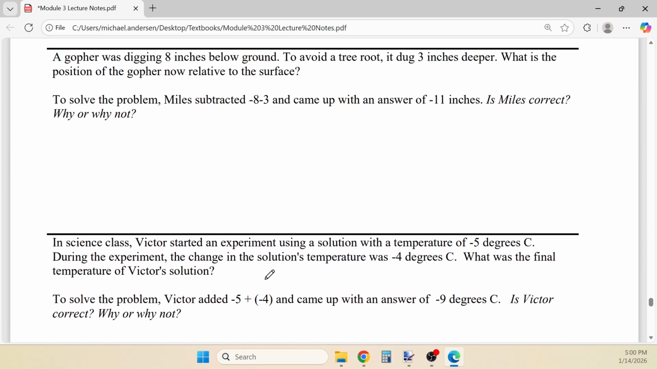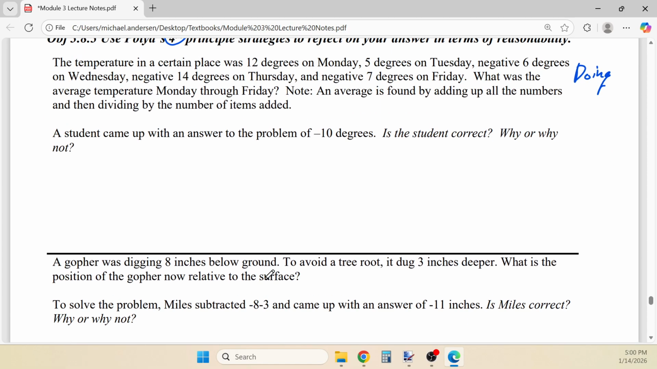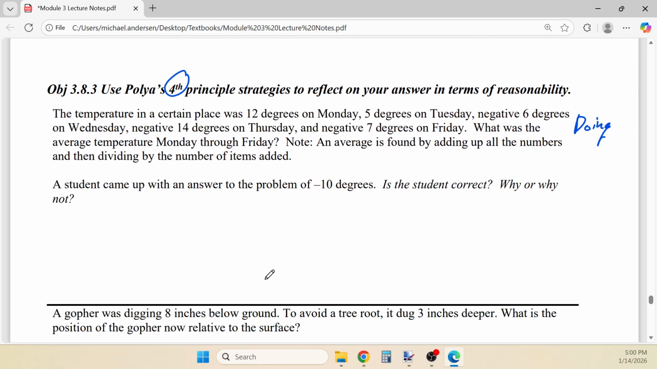Okay. So, fourth principle is review. Principle 1 is understanding. Principle 2 is making a plan. Principle 3 is doing the plan, which is all of the calculation you've been doing up till now. We don't need to add a special section for that here. 4 is reviewing information. Okay, so it says a student came up with an answer of -10. Is the student correct? Why or why not?